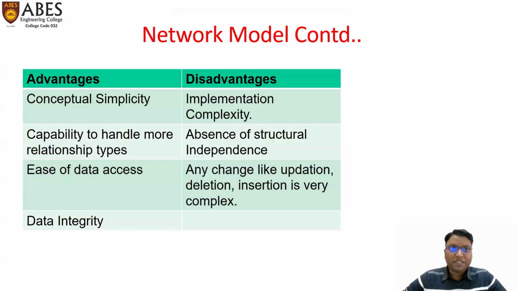Now let's talk about advantages and disadvantages of the network model. If I talk about advantages, then conceptual simplicity, capability to handle more relationship types, ease of data access, data integrity. These are the advantages associated with the network model. But if I talk about drawbacks or limitations, then implementation complexity is a very big issue. Absence of structural independence, and any change like updation, deletion, insertion is very complex. So these are the limitations associated with the network model.